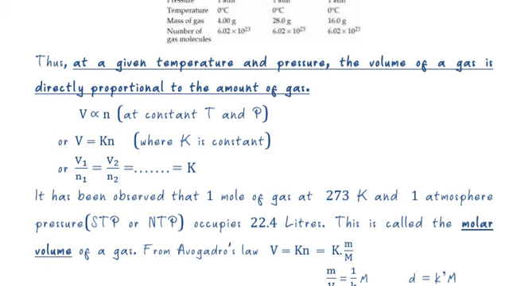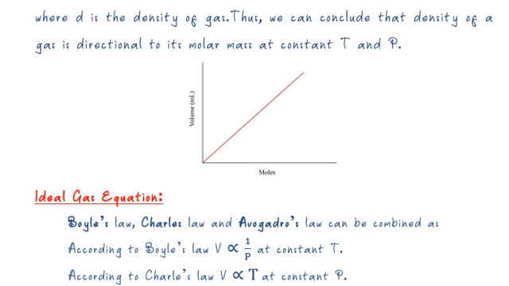From Avogadro's law, V is equal to Kn, and it is also equal to K into W by M, where M means molar mass. So W by V is equal to 1 by K M, that is, D is equal to K M, where D is the density of a gas. Thus we can conclude that the density of a gas is directly proportional to its molar mass at constant temperature and pressure. You can see this graph of volume and moles.